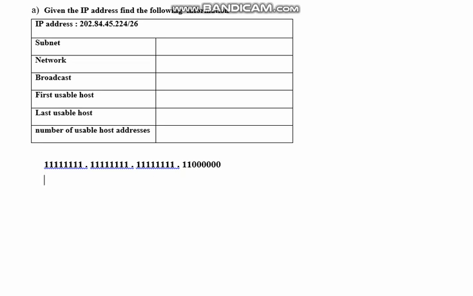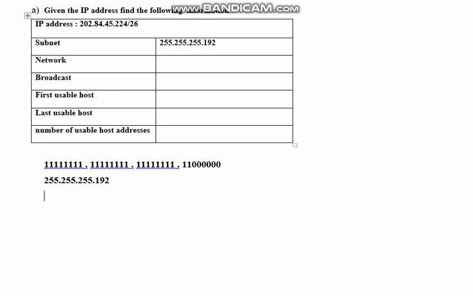So if we write the decimal representation of this, it's just going to be 255 for the first octet, 255 for the second octet, 255 for the third octet, and 192 for the fourth octet, right? So the subnet for this will be 255.255.255.192.